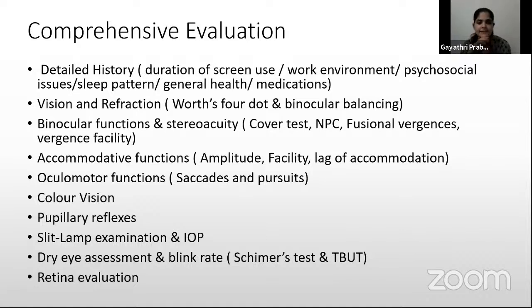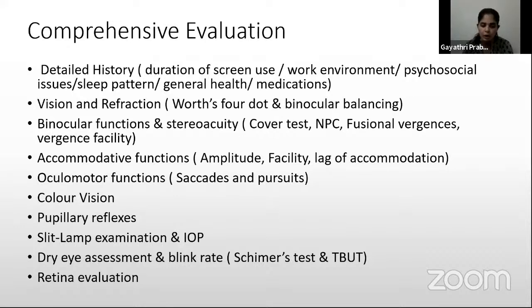The next thing is you need to check their vision refraction, make sure that their refraction is proper. You should do your binocular balancing, worth four dot test. You should do a proper binocular vision assessment, which will include your cover test, NPC, fusional vergences, and vergence facility, and your stereopsis, of course.